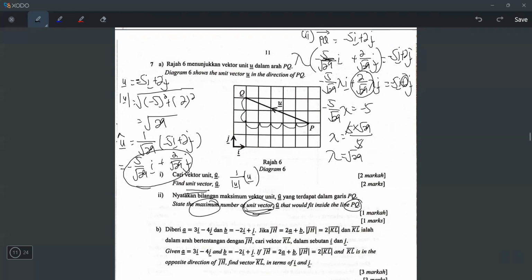So what is the maximum number of unit vectors? It will be square root 29. So let's press square root 29 and see what I get. If I press square root 29, it's 5.385, right? So it's 5.385.